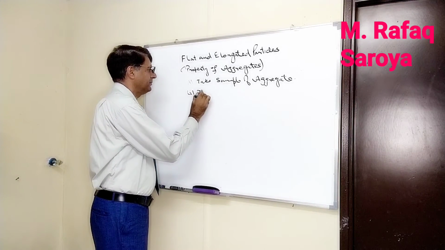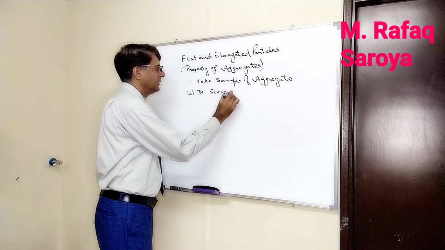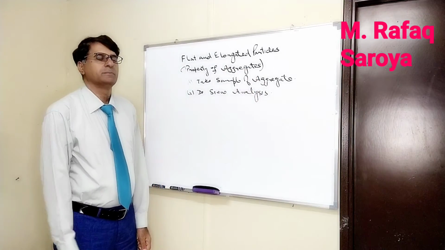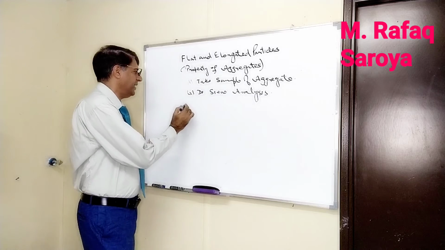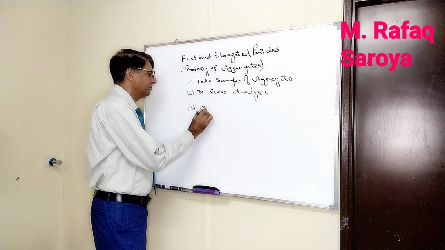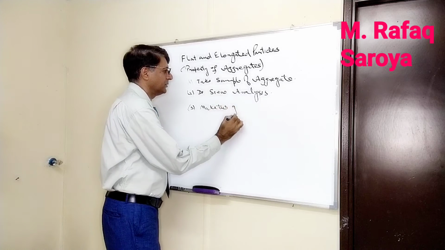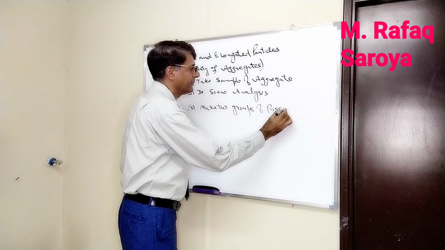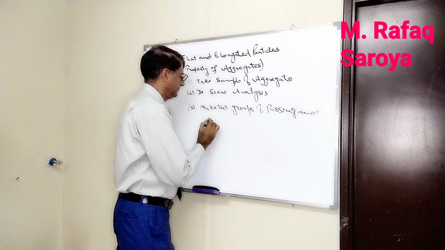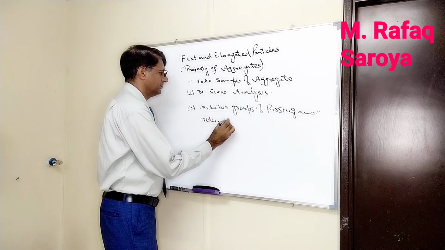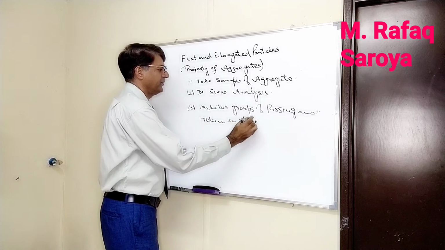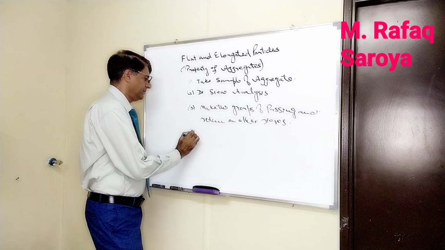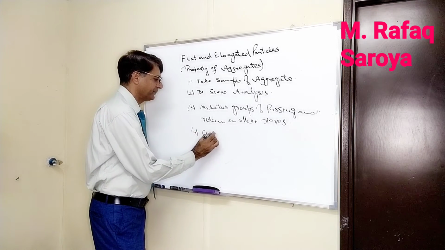Do sieve analysis. After doing the sieve analysis, make the group of passing and retained on the other sieve. Consideration only for the coarse aggregate.